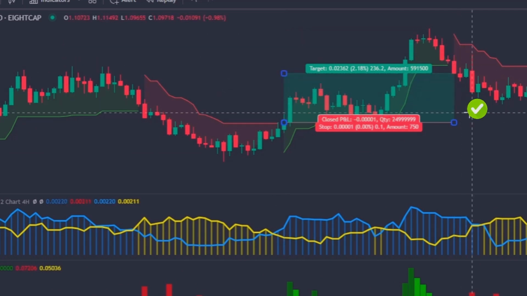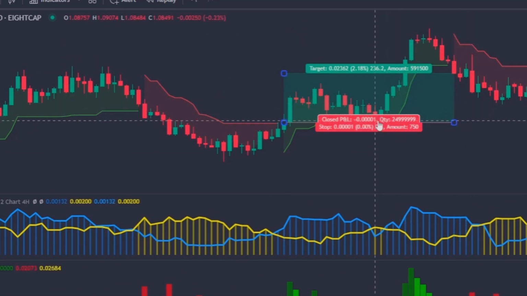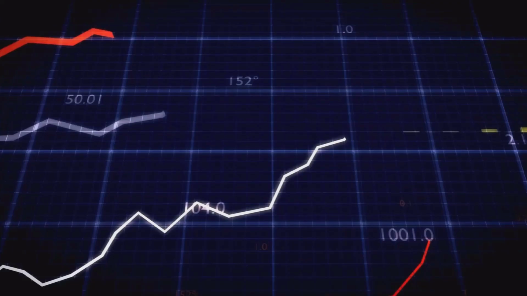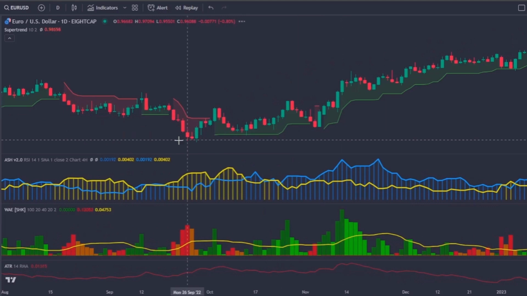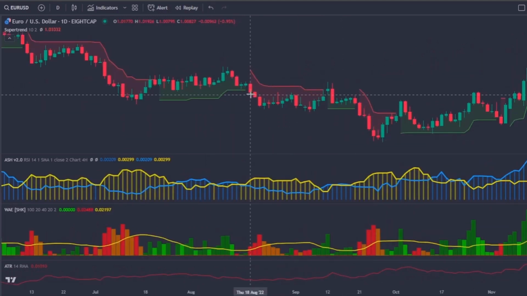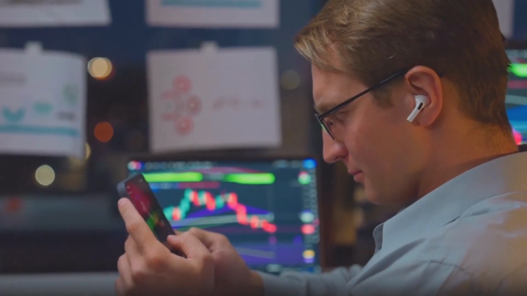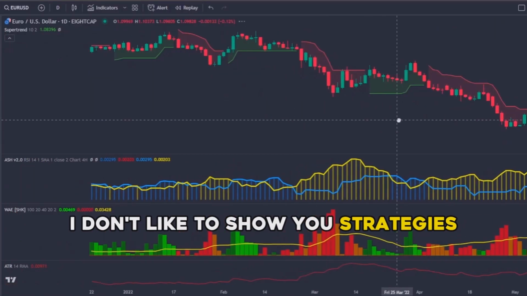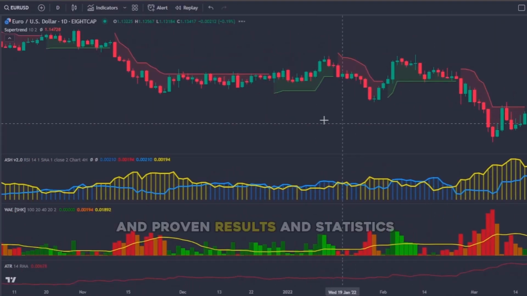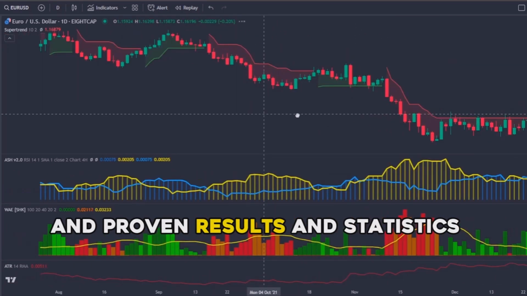This is one of the best risk management strategies you can use, as it protects your trades earlier and then enables you to scale your profits. Now, I could end the video here by showing you a few good and profitable trade examples in order to motivate you to use the strategy. But as you already know me, I don't like to show you strategies without their real and proven results and statistics.